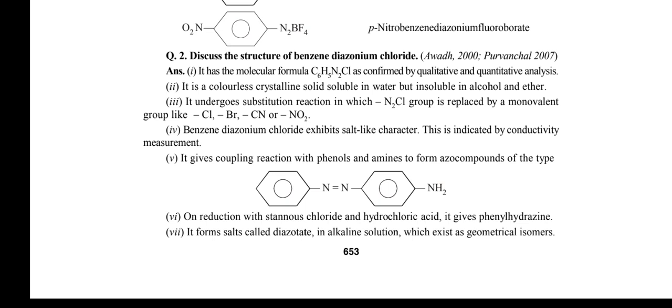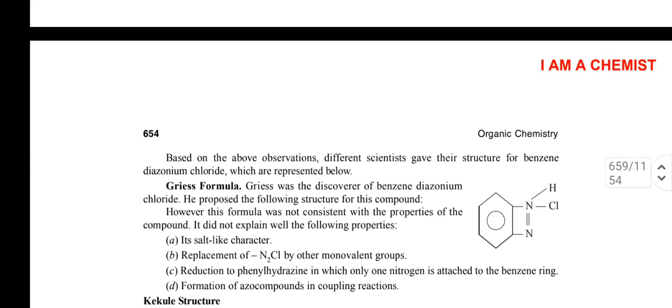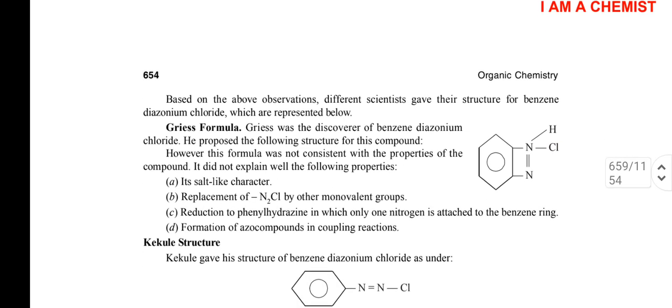Number 5. It gives coupling reactions with phenols and amines to form azo compounds of the type N double bond N. Number 6. On reduction with stannous chloride and hydrochloric acid, it gives phenylhydrazine. Number 7. It forms salt called diazoate in alkaline solution, which exists as geometrical isomers. Based on the above observations, different scientists have proposed structures for benzene diazonium chloride, which are represented below.